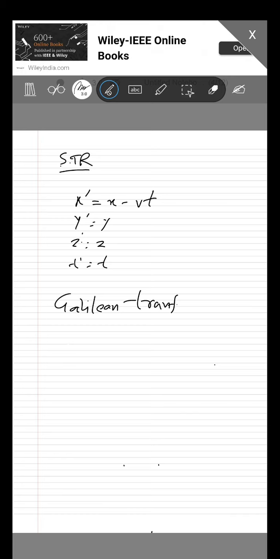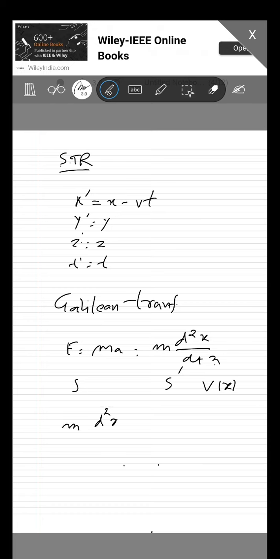Again, based upon these transformations, there is invariance of Newton's second law. So you know that force is equal to mass into acceleration. So if we consider the two transformations, that means we are considering this as an S frame which is fixed and S dash frame which is moving with the velocity v along the x direction. Then we can write this force as equal to m into d square x by dt square, and we can also write mass into d square x dash by dt square in the moving frame of reference.